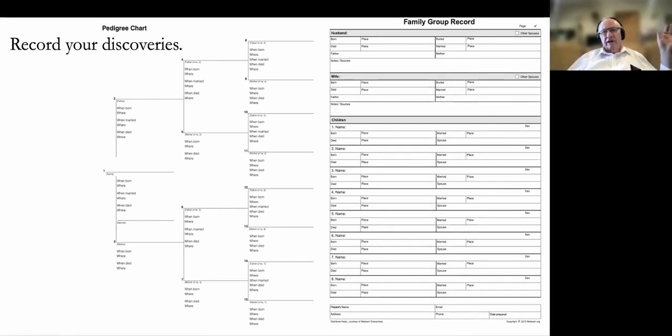Now, what happens if you have adopted parents or guardianship parents or foster parents or anything else? You can do all that research. You are not limited by biological relationships. We can do research on any line we feel is interesting. Anything that we're interested in finding out, anything that we want to know about our ancestry, we can do that.